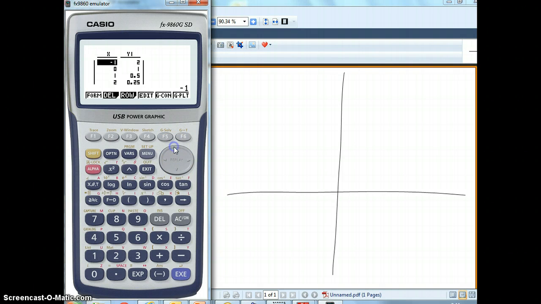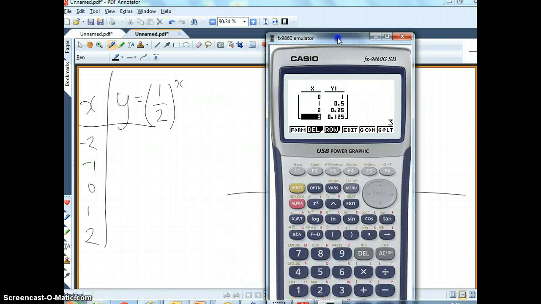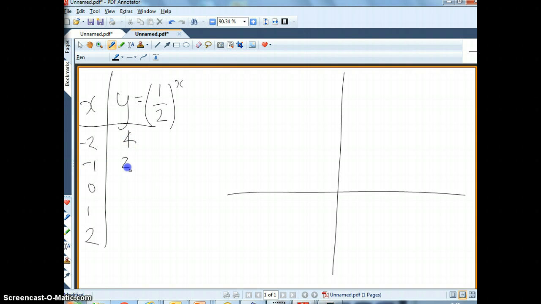But, okay, if I can remember that, at -2 it's 4, 2, 1, 0.5, 0.25. So it goes 4, 2, 1, 0.5, and 0.25.